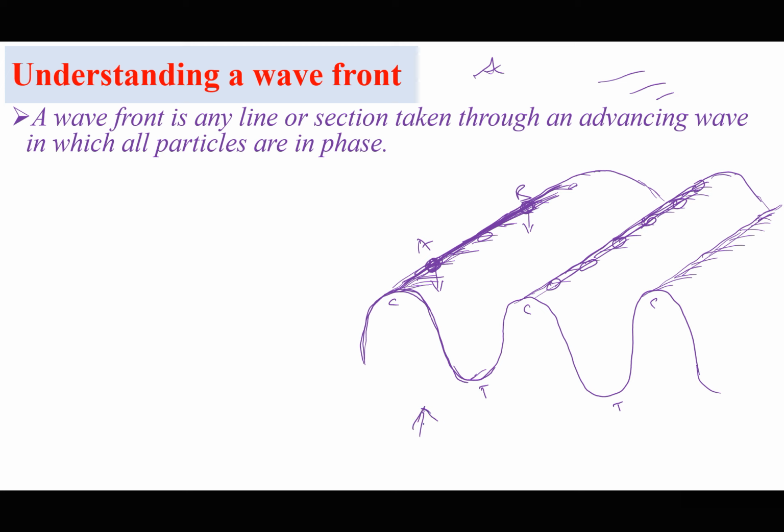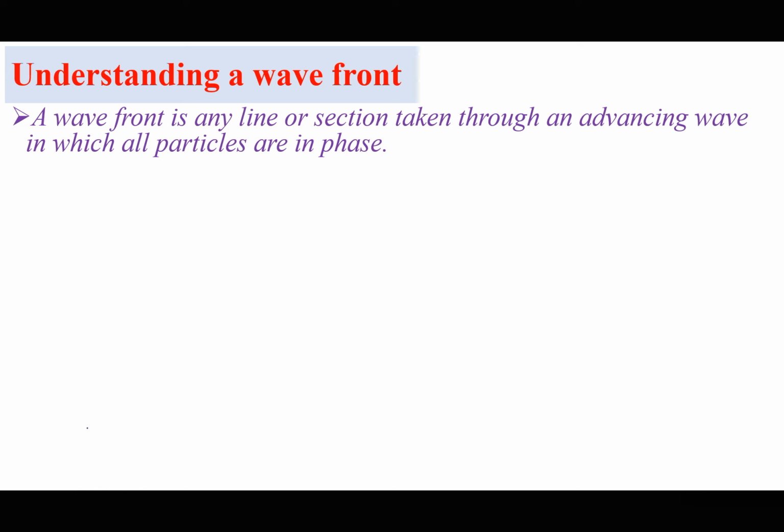So any line or section taken through an advancing wave in which all particles are in phase is what we call a wavefront. So you should be able to define what we mean by a wavefront. A line or section taken through an advancing wave in which all particles vibrate in phase or are in phase. That's what we call a wavefront. Okay, so I'll just first of all erase this.